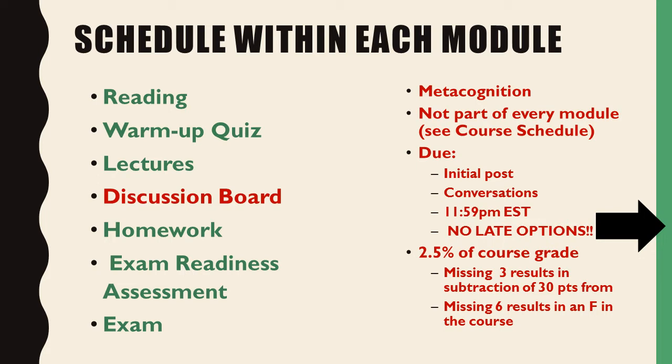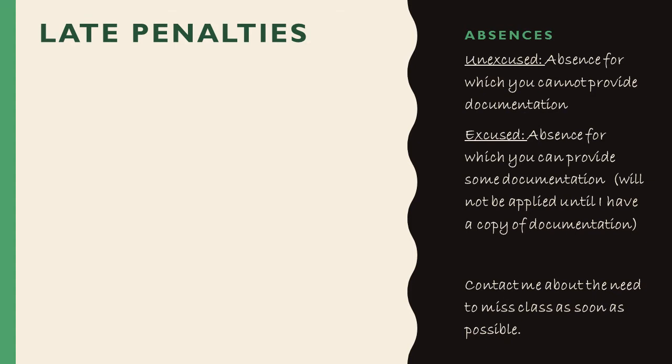So let's take a few minutes now and segue over to looking at late points and absences so we can understand, for example, why you don't have the late option on a discussion board. All right, we've got two types of absences in this class. One is unexcused. This is any type of absence that you cannot provide some form of documentation for. Otherwise, your excused absence is an absence in which you can provide some documentation.